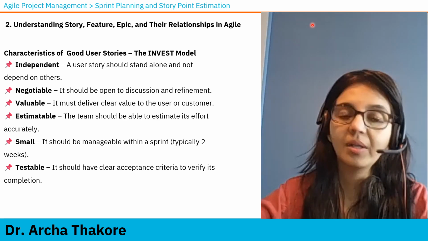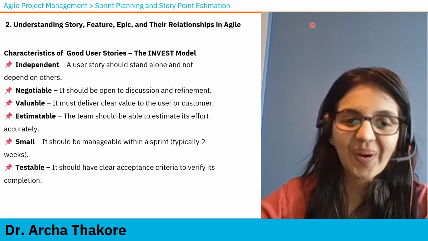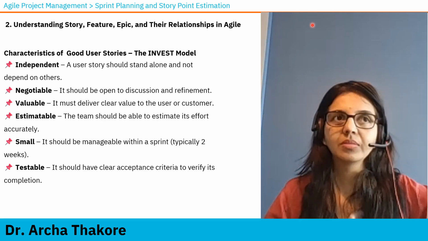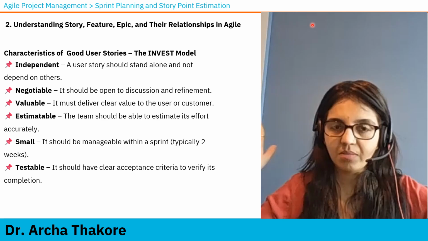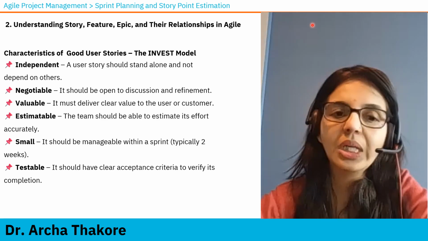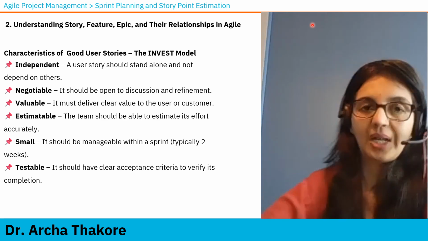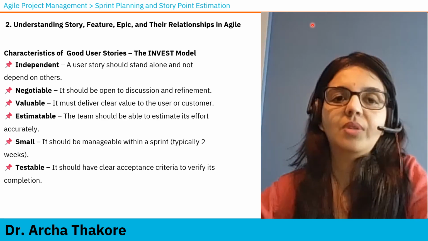The last one, not the last one, second last one is small. It should be manageable. One story shouldn't go to 2-3 sprints. You should be able to do it in one sprint. If it's such a big story, you should break it down and make smaller stories out of it.